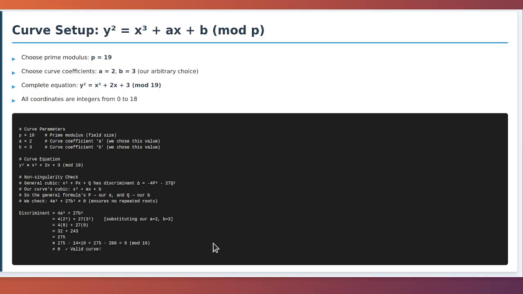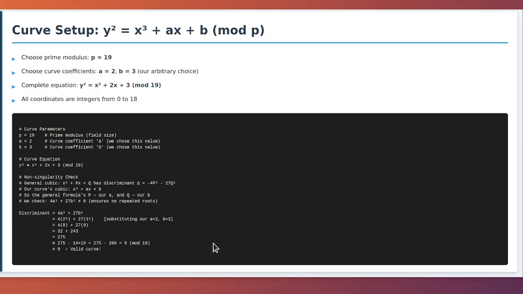We need to work over a finite field, which means we choose a prime number p and perform all our arithmetic modulo p. This constrains all our numbers to be between 0 and p minus 1. For our example, we'll use p equals 19 as our prime modulus. This is small enough that we can verify all calculations by hand, but large enough to demonstrate the concepts.